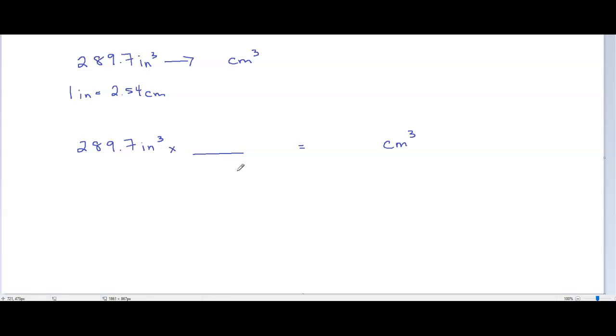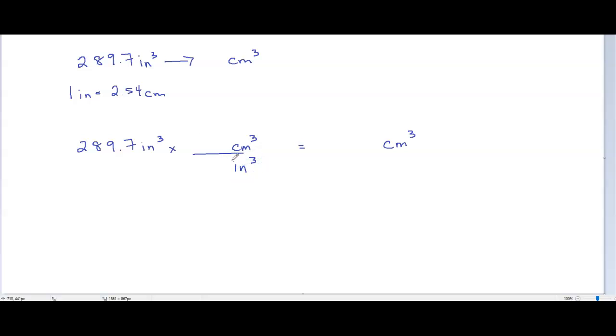Now, this is the thing. You need to put on the bottom what you're canceling out, what unit we don't want. Or, in other words, on the top, we want to have the unit that we're left with. So maybe that's the easier way to think of it. If we need to have centimeters cubed, then we need to have on the top centimeters cubed. And on the bottom, we need inches cubed.